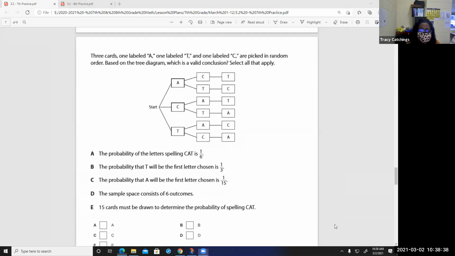All right, 3 cards, one labeled A, one labeled T, one labeled C, are picked in random order. Based on the tree diagram, which is a valid conclusion? Select all that apply. So they already gave us a tree diagram. Now let's see. Answer choice A says the probability of the letters spelling cat. How many times would it spell cat?